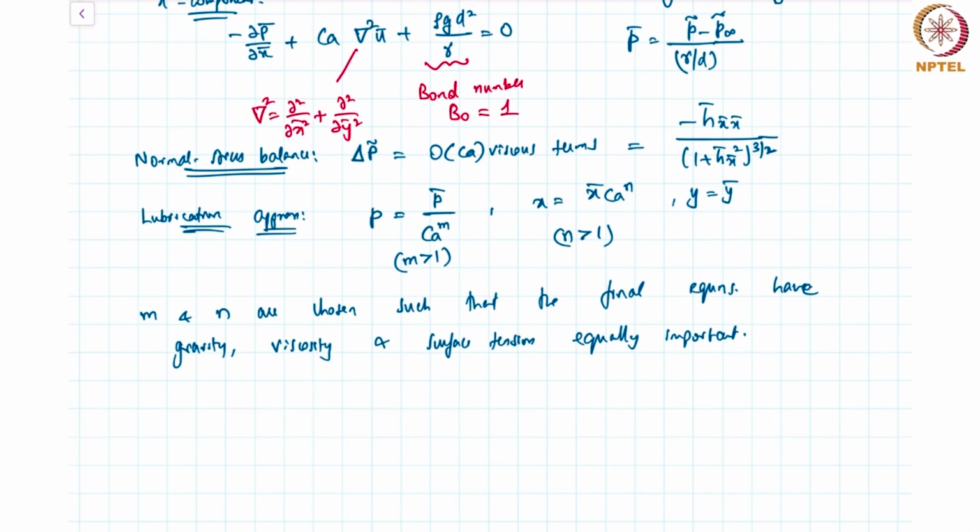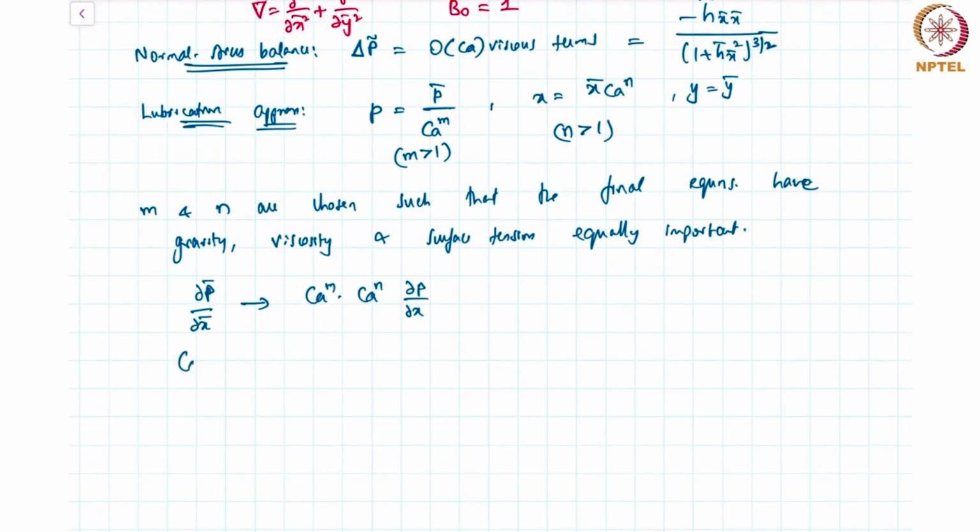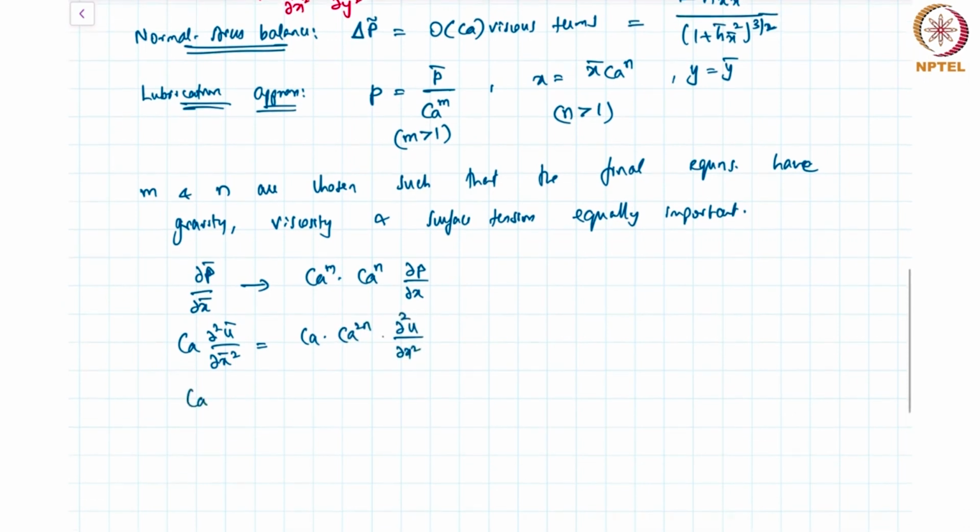So the non-dimensional terms would be as follows: del p bar by del x bar simply becomes capillary power m times capillary power n del p by del x, and capillary number del square u bar by del x bar square simply becomes capillary number times capillary power 2n times del square u by del x square, and finally we have capillary del square u bar by del y bar square, which is just as it is, del square u by del y square. Okay, so this is what we have.